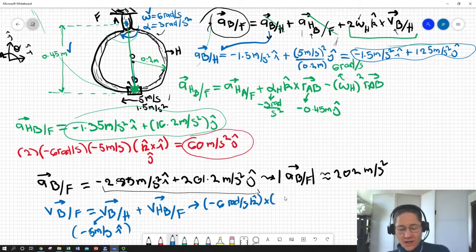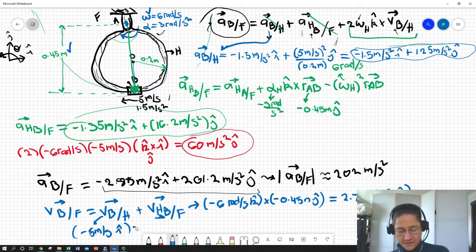crossed into our radius. So we're applying the motion of point B with respect to point A, just looking at the hoop's motion only. We're pretending the collar isn't even there. We're just looking at the point where the collar happens to be on the hoop, and that's what this notation means. So we've got negative 0.45 meters J hat, because we went from point A to point B. So that gives us 2.7 meters per second negative I hat.